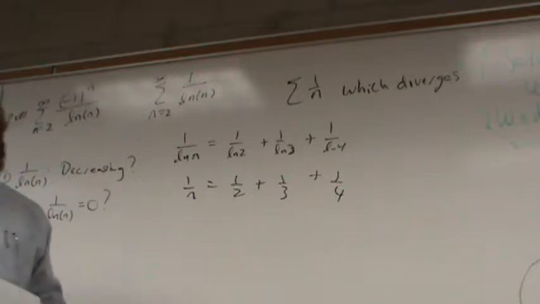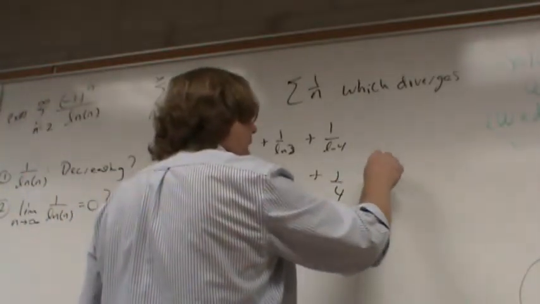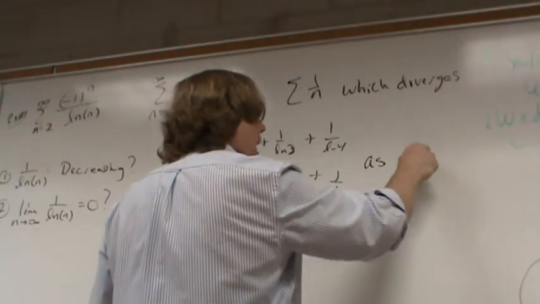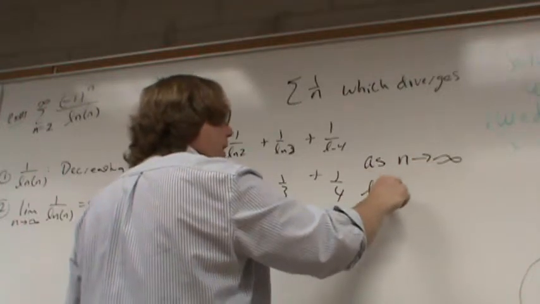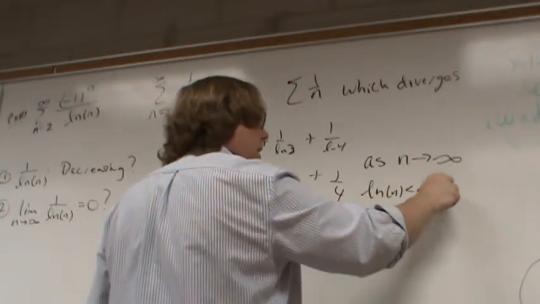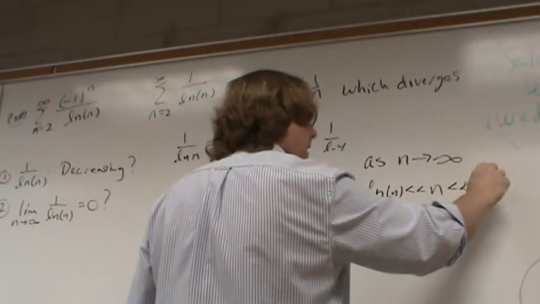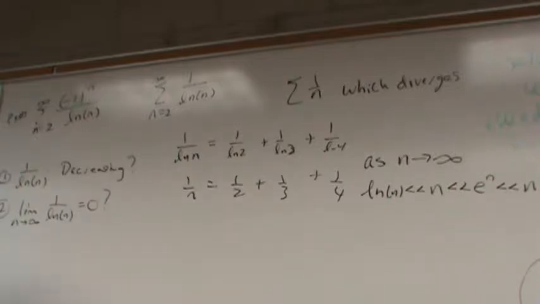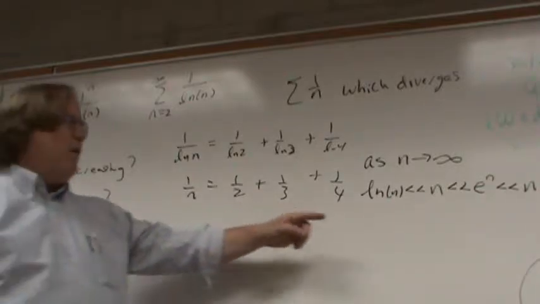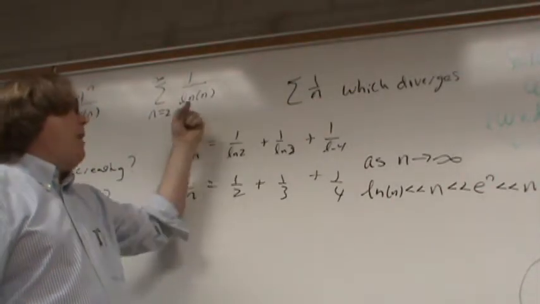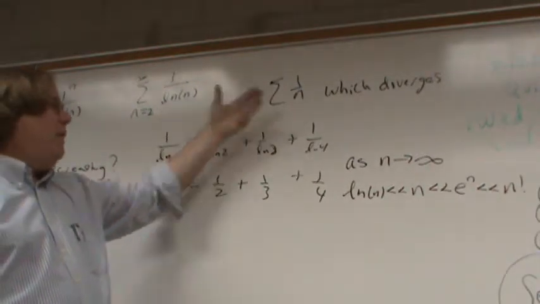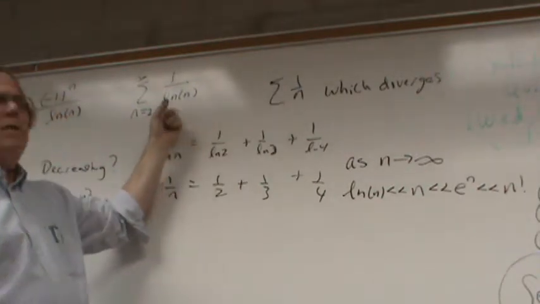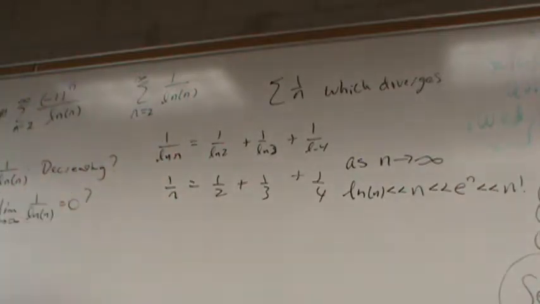And that's because of our little hierarchy. And I'm going to say it over and over again, as n approaches infinity, the log natural of n is always going to be way, way less than n, which is way, way less than e to the n, which is way, way less than n factorial. That's my hierarchy. And so in no time at all, n is going to be way bigger than log natural of n, and these fractions are going to be bigger, so I hope you see that my positive series diverges.